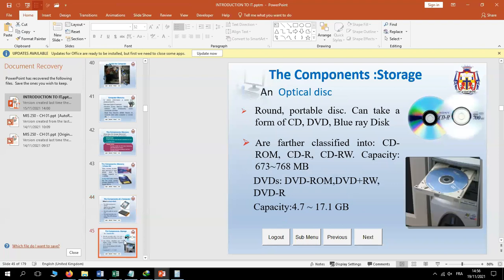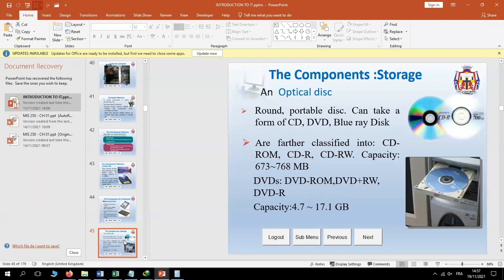Then we have what we call optical disks, ladies and gentlemen. These ones, we know them all, I'm sure. What we call the CDs and DVDs are optical disks. The difference between DVDs and CDs is that the CD has a capacity of about 700 MB, whereas the DVD has 4.7. Usually, most of them have 4.7 GB. So that says a difference of about 4 GB between a CD and a DVD.